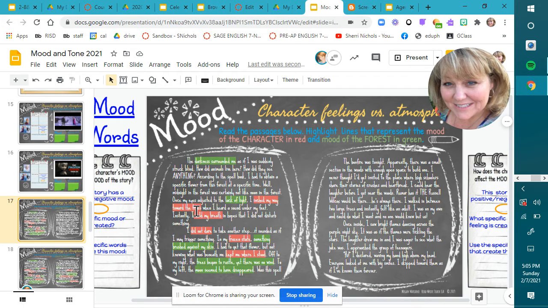I inched my way towards the trees. That would be so mood is in red and mood of the forest is in green. So the mood of the forest is darkness surrounded me. And then, so the mood of the character, I inched my way toward the trees. So that's how the character's feeling, like inching slowly, so it doesn't really draw a lot of attention to them.